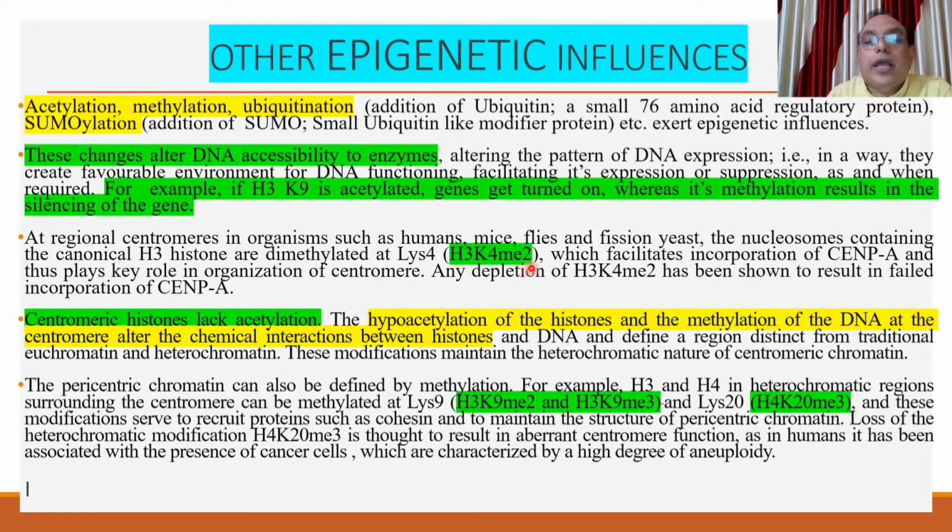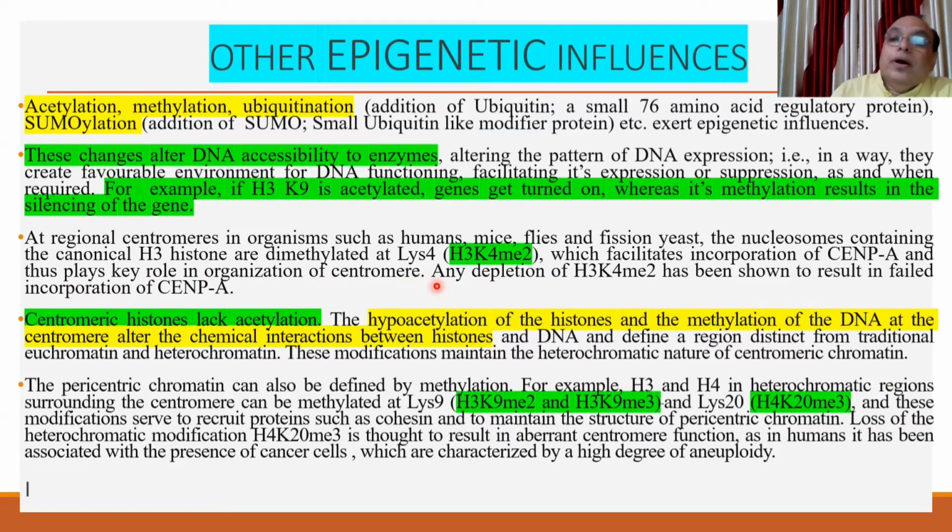In the regional centromere in organisms such as humans, mice, flies, etc., canonical H3 histones are dimethylated at H3K4me2. So H3 is histone 3, K is the standard abbreviation for lysine, 4 is the fourth amino acid from the N terminal of H3 protein, and me2 means it has been methylated twice. So it has been dimethylated. So lysine 4 has been dimethylated, which facilitates incorporation of CENP-A and thus plays a key role in organization of the centromere.